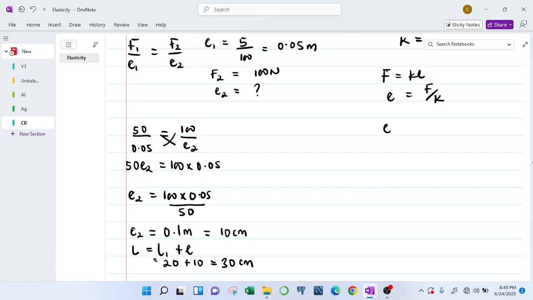Now, what's our E? We are looking for it. The F now is the second situation. The F is now 100 Newton load that was applied, divided by our K, we got it as 10. So our extension is 10 centimeters, exactly what we got. So our length now, if I said extension, you stop here, but they said look for length. Is the initial length plus the extension, which is 20 plus 10, and that is 30 centimeters. So it is just that clean, clear, and straightforward.